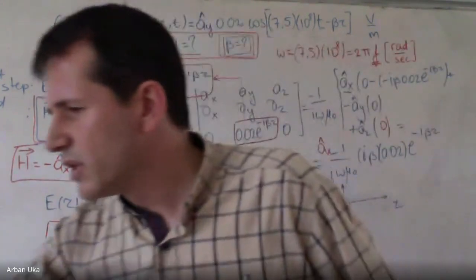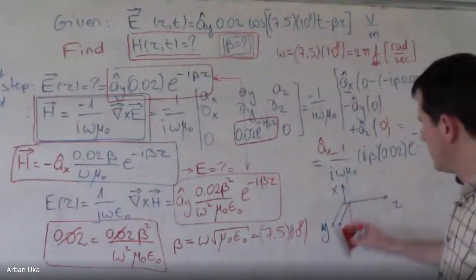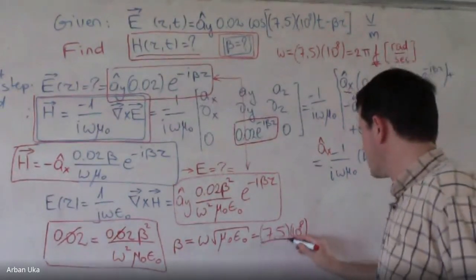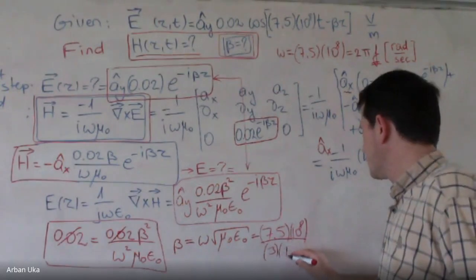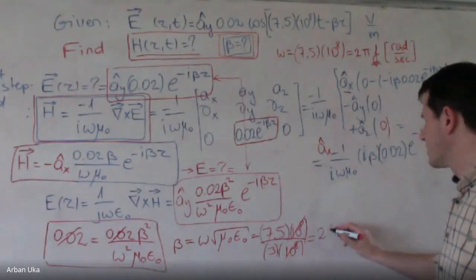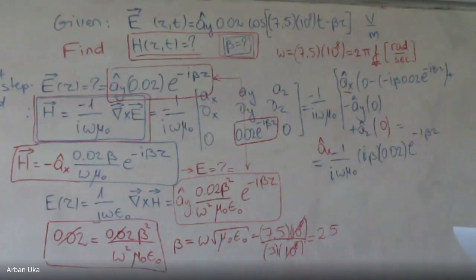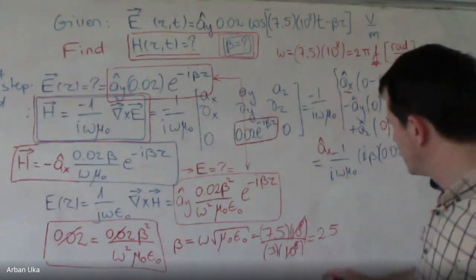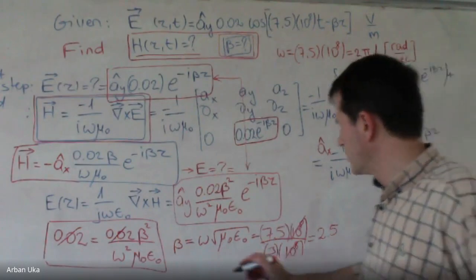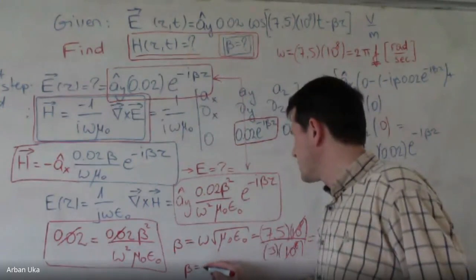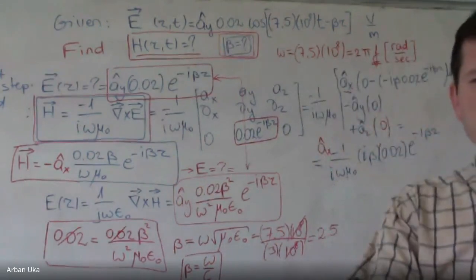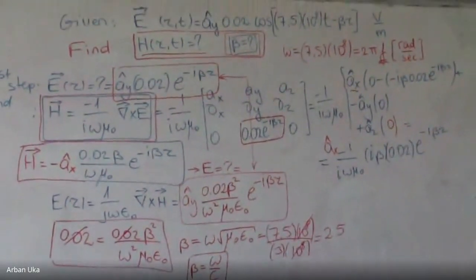So 7.5 times 10 to the power 8, times this square root of mu 0 epsilon 0, this was the speed of light, right? So this whole term, we divide by the speed of light, which is 3 times 10 to the power 8. These cancel each other, and beta looks like it's going to be something like 2.5. And by the way, it looks like beta is equal to omega over c. So this is how these two quantities are related.